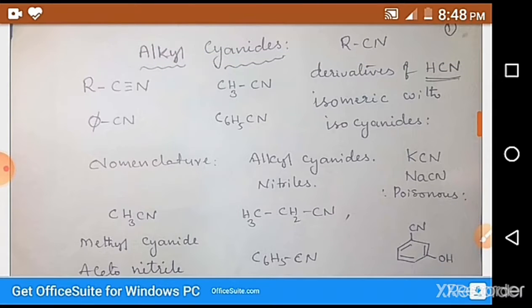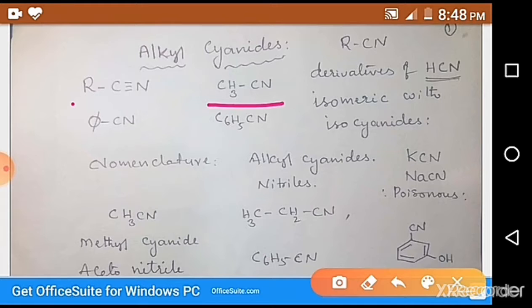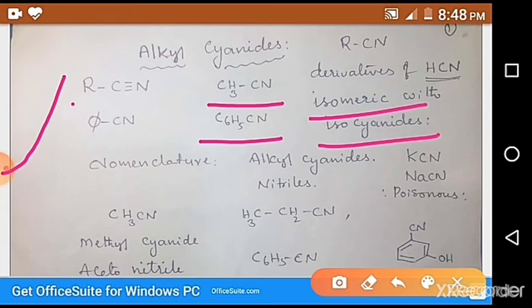For example, you see CH3CN, C6H5CN. So these cyanides are isomeric with isocyanates. That means cyanides and isocyanates are functional group isomers.